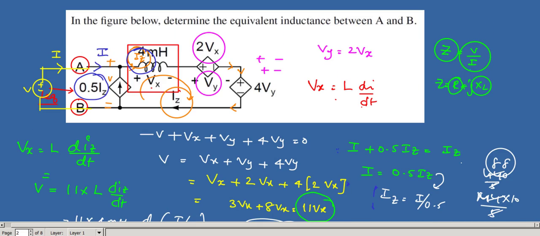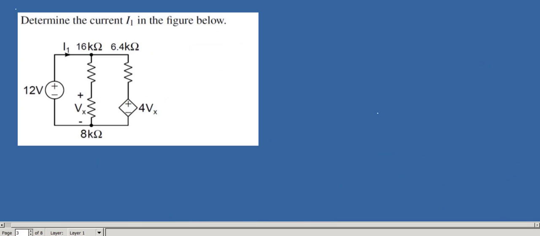So this is the procedure to solve this question. Let's see the next question. Determine the current I1 for this circuit.